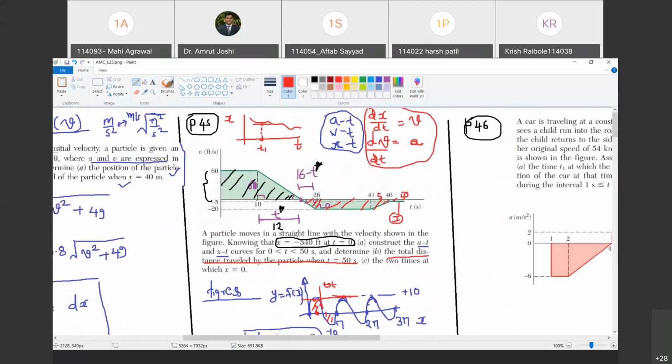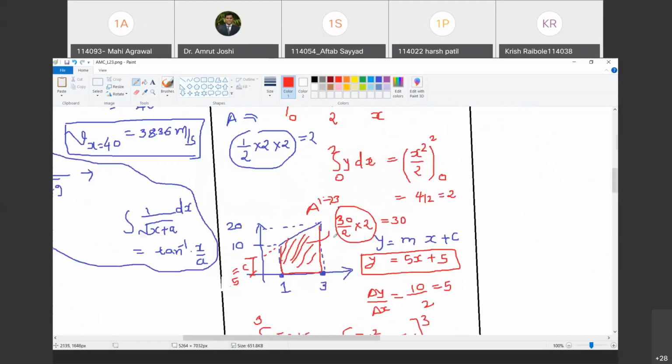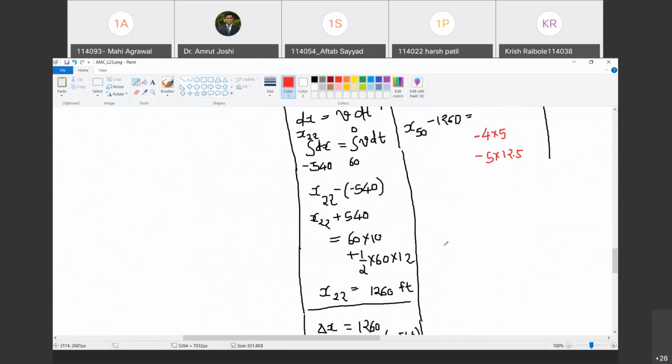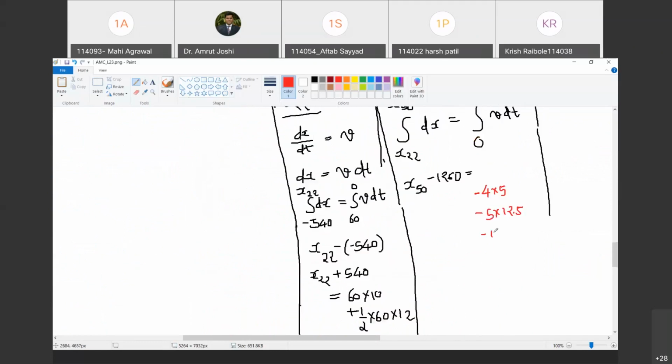Now what about this rectangular area? This is the third one, this rectangle. How much is that rectangular area? Tell me. 26 to 41 means how much? 15. Yes, sir. So 15 multiplied by 20, but minus 20 because this is negative area. So minus 15 into 20.